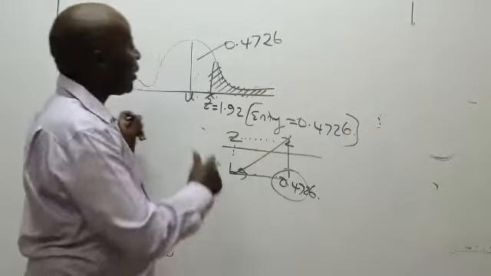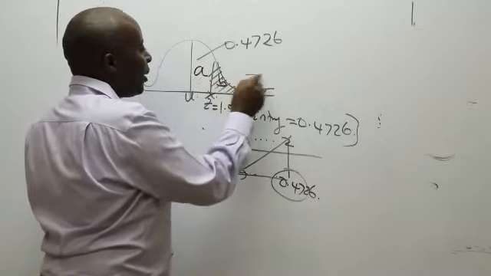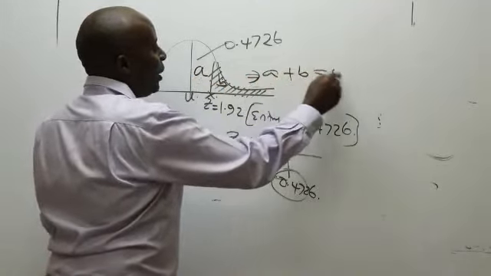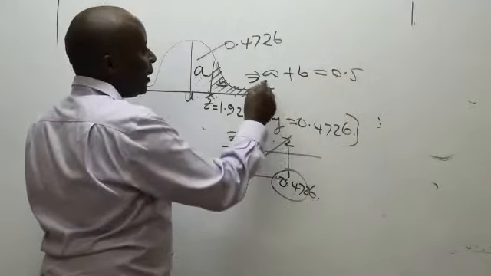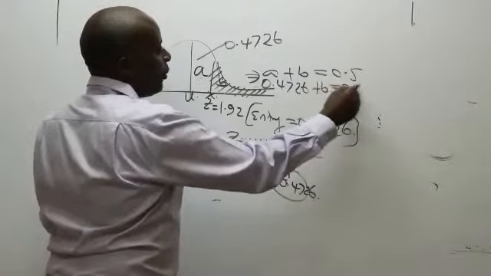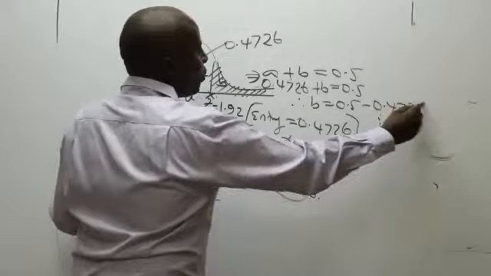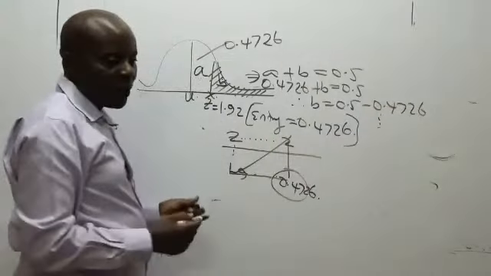So in that case, this is A, this is B. We are saying that A plus B should be equal to 0.5. And then we know that A is 0.4726, so B should be 0.5 minus 0.4726, like that. And then you get your answer.